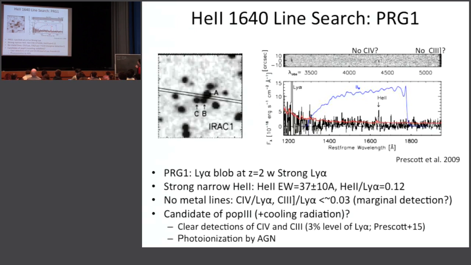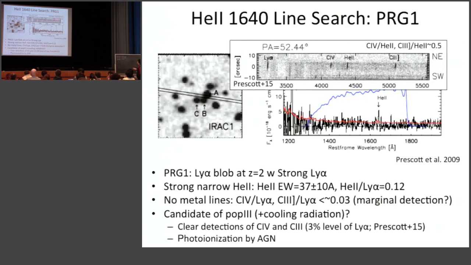But interestingly, there are no carbon-3 and carbon-4. They place upper limits on such carbon emission, so it looks like weak metal lines. So this was a very strong candidate of Population 3. But the subsequent deeper spectroscopy shows a significant detection of carbon-3 and carbon-4. So now other people understand this object is not Population 3, but heated by AGN.